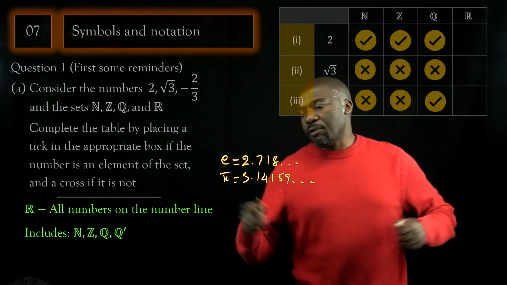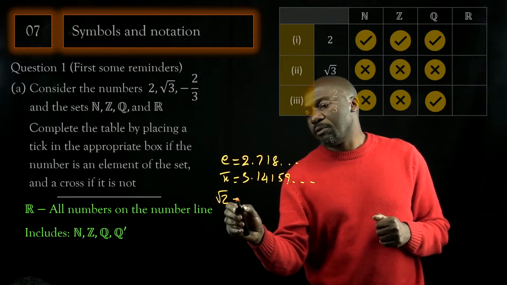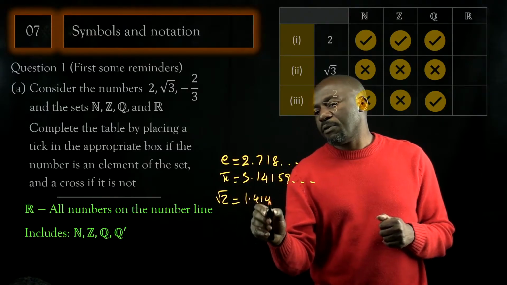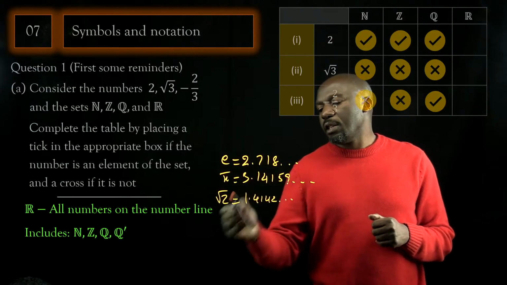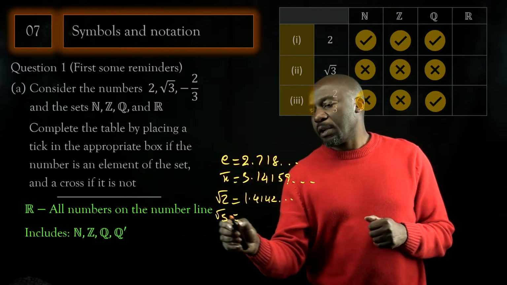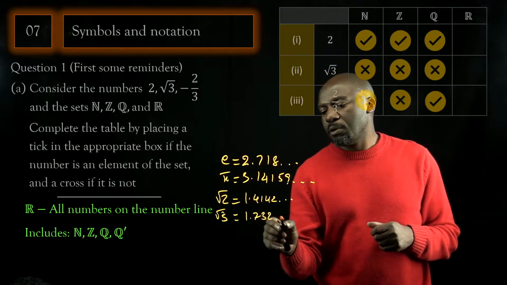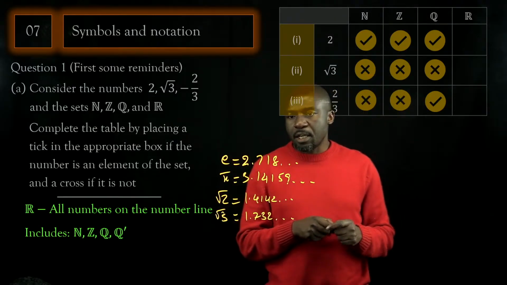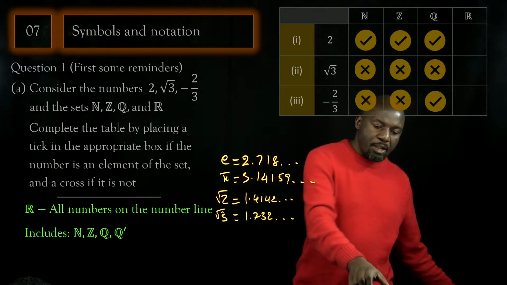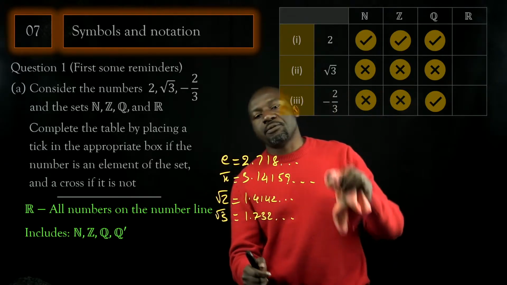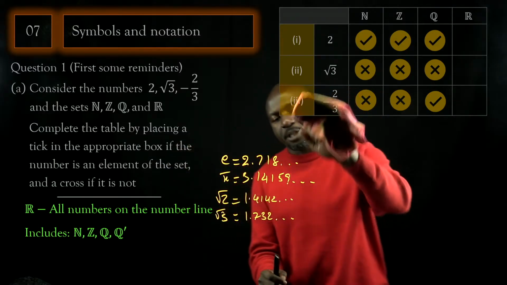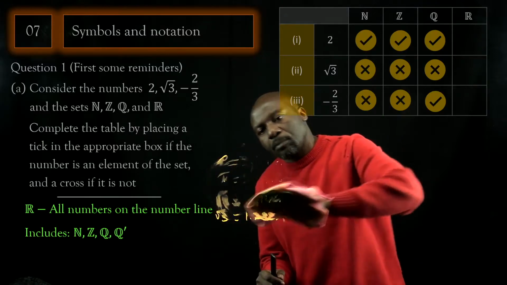The square root of 2, 1.4142, and so on. The square root of 3, 1.732, and so on. These are irrational numbers, and they all fall under the set of real numbers, including the other numbers that we've talked about. Okay.